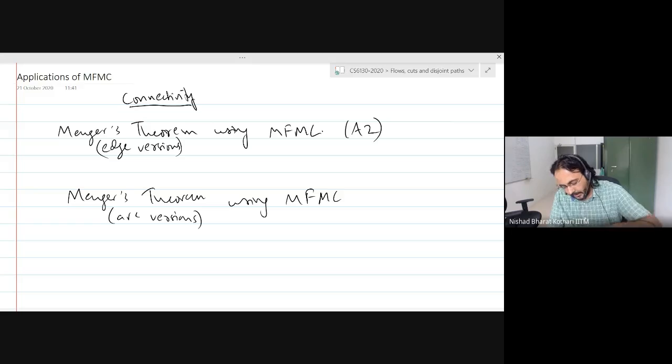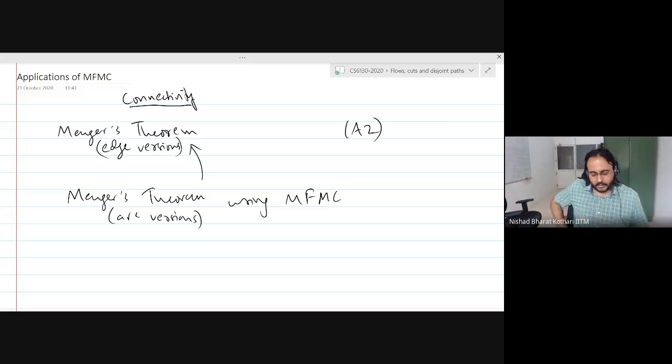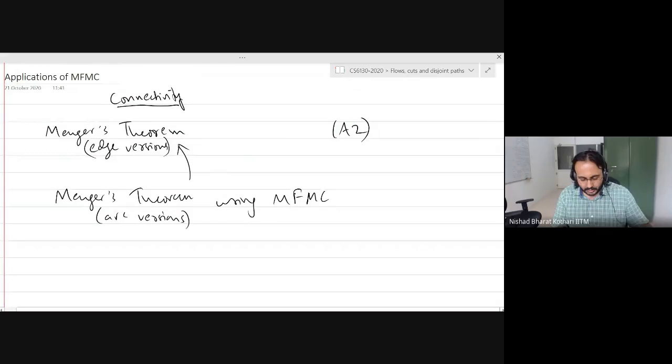And then you'll be using that to prove the edge version. You can also go directly from max flow min cut to edge version, but generally I think it's more straightforward to go through the arc version and then go to the edge version.